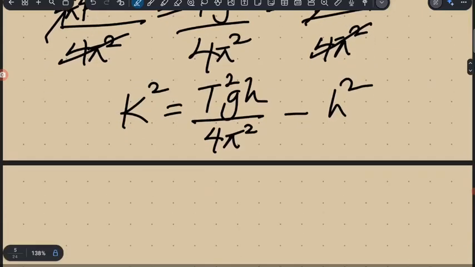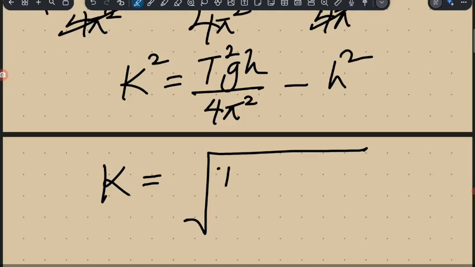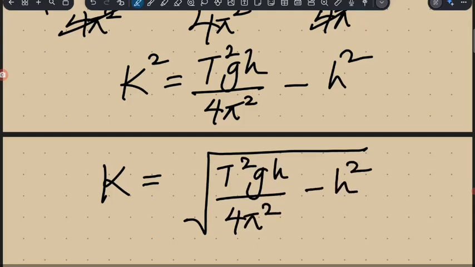What we now have to do is find the square root of both sides. So if you find the square root of both sides, we have k is equal to the square root of T squared gh divided by 4 pi squared minus h squared. So this is the final answer for this.